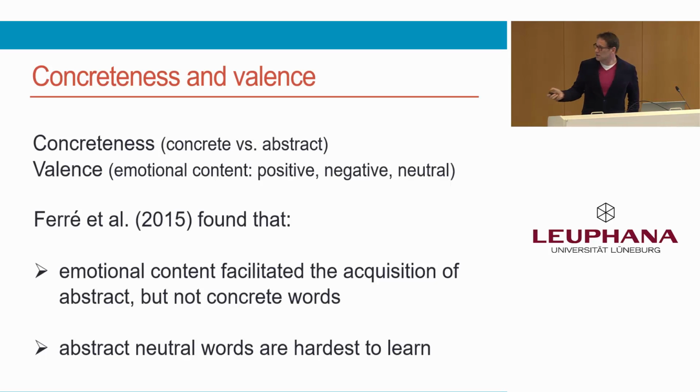And this is particularly for abstract nouns, where it's possibly harder to find a direct translation to your L1 word. Okay? And the abstract neutral words, simply those without really any emotional content, were the hardest to learn and to retrieve after a learning period.